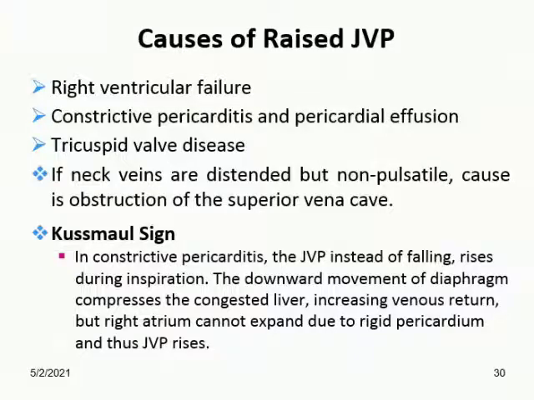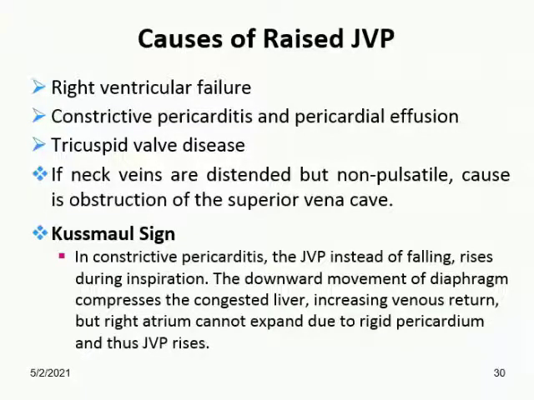Causes of raised jugular venous pressure are right ventricular failure, constrictive pericarditis and pericardial effusion, and tricuspid valve disease. If the neck veins are distended but not pulsatile, the cause is obstruction of the superior vena cava.